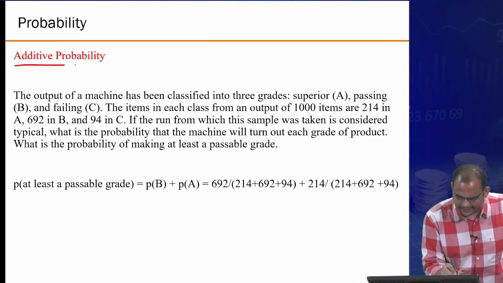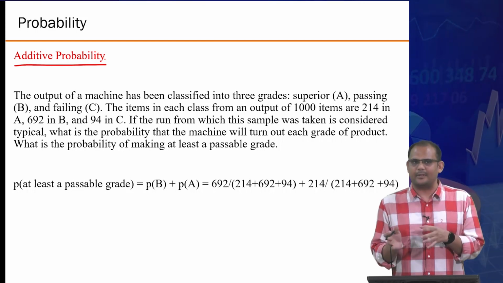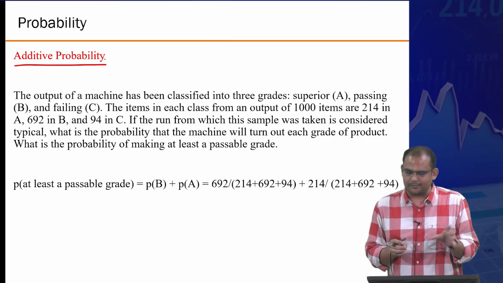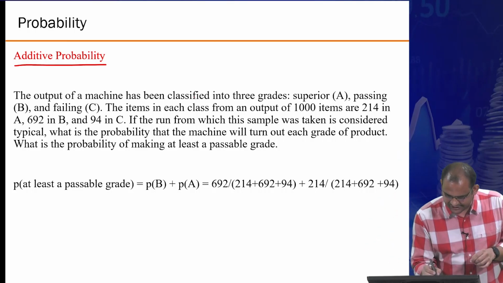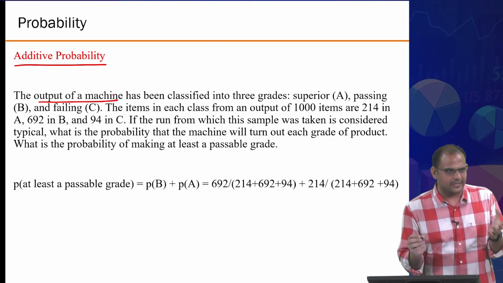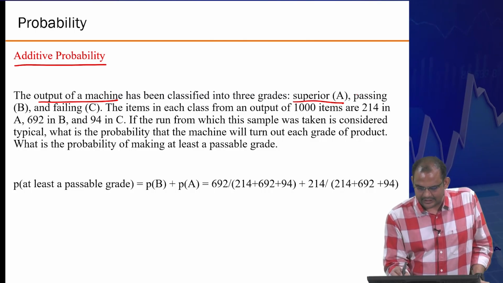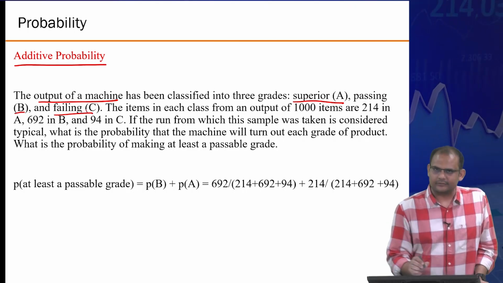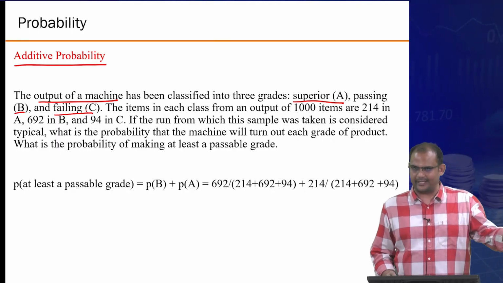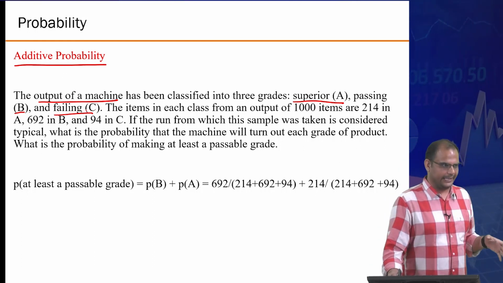In terms of probability, there are only 2 main concepts that I am going to need. One is something called additive probability, and the other is multiplicative probability. Let me give you an example without going into too much detail. Suppose there is a machine whose output is a quality control measure. The machine is producing some sort of output, and this output can be classified into the categories superior, passing, and failing. Category A, category B, category C. So a product coming out of the machine is either superior quality, just passes the quality criteria, or fails the quality criteria, right?